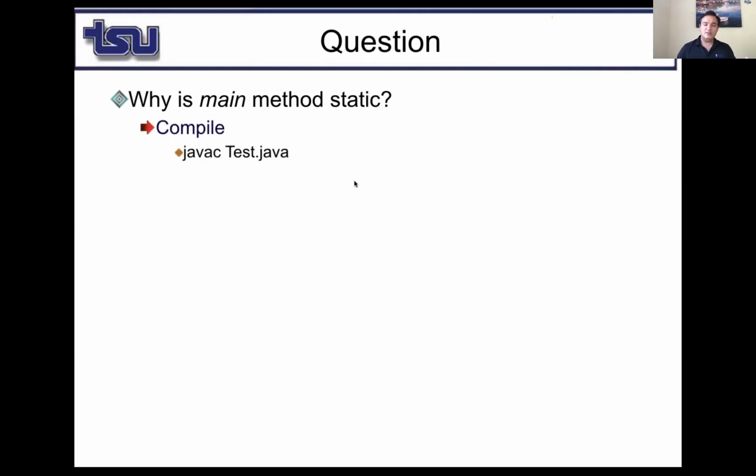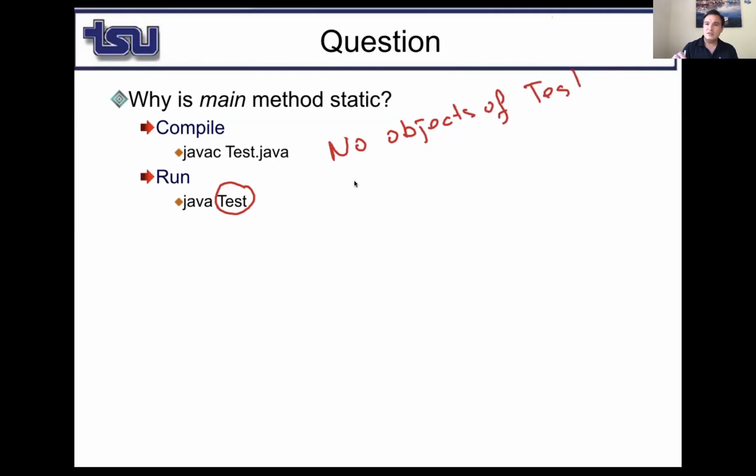For example, I compile, I say javac Test, then I run java Test. So what happens here is that when you compile and you run Java, you see, I'm just running my class Test. I have not created any object of Test class. I'm just calling the class, and the class makes a call to the main method, right? But since I'm just running the class Test without any objects, I have no objects of Test class. Yet I'm able to call the main method.